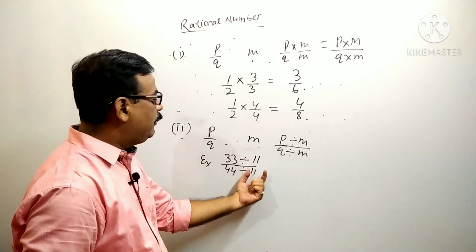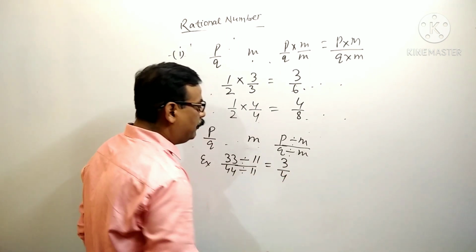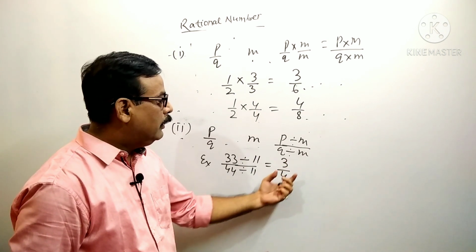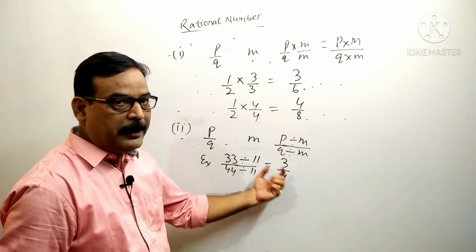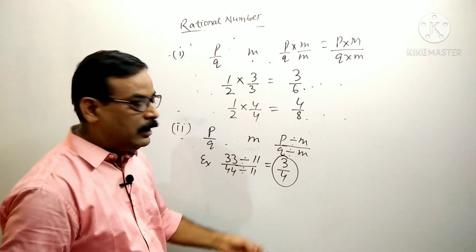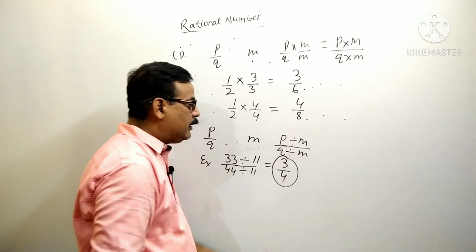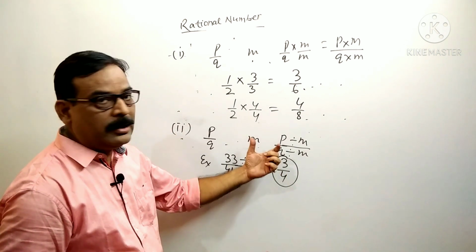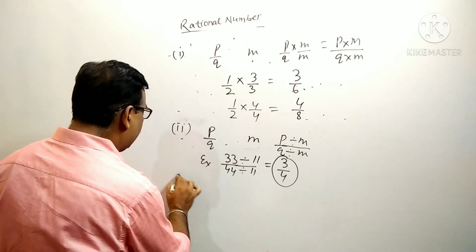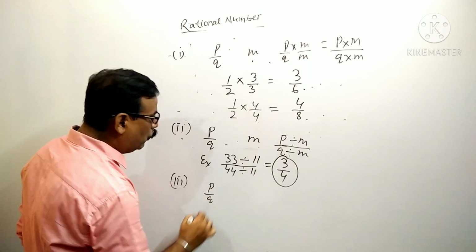So this is the greatest divisor, and we can find here a rational number, that is 3 by 4. Now this rational number is called the standard form of a rational number, because no other common factor of 3 by 4 is more than 1. It cannot be divided further, so it is in the simple form, that is called the standard form of a rational number.